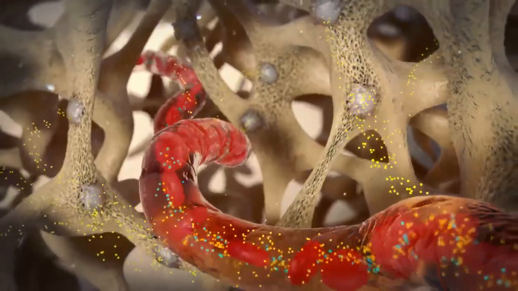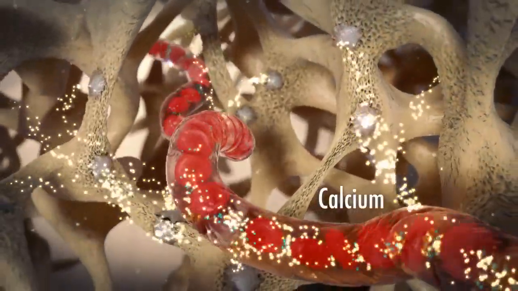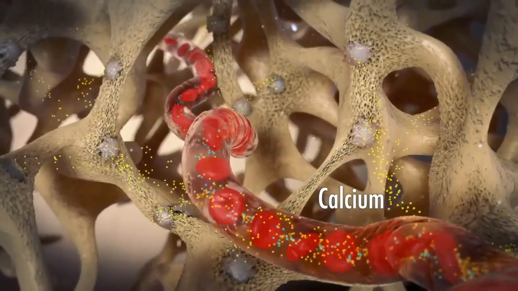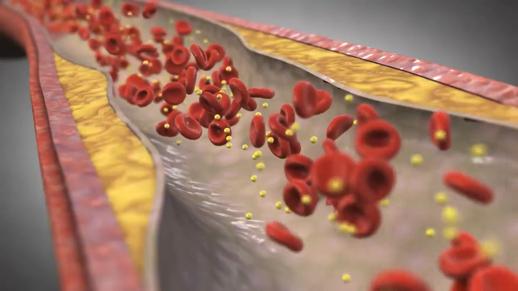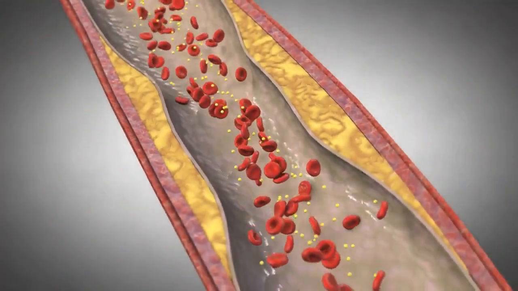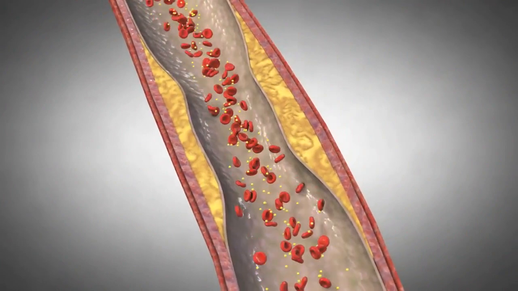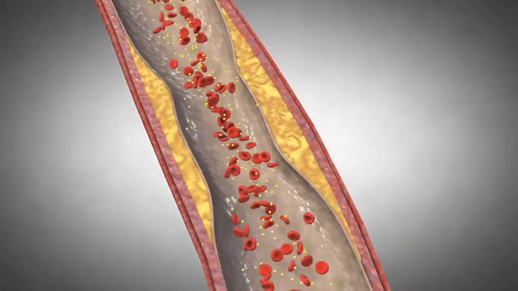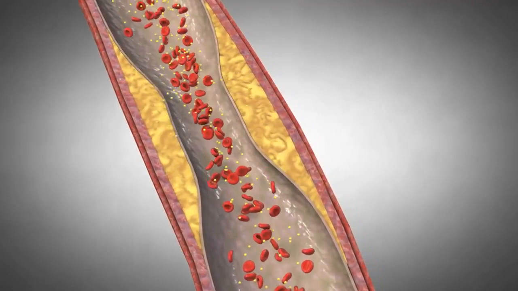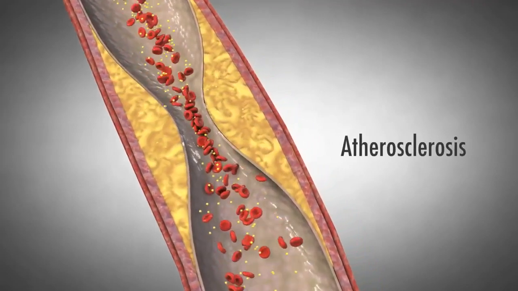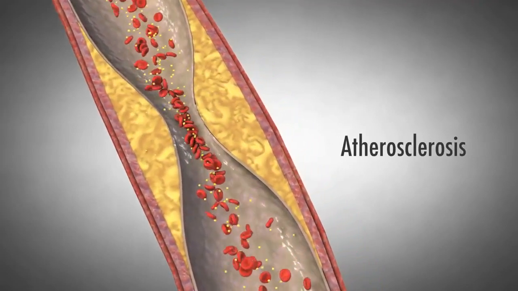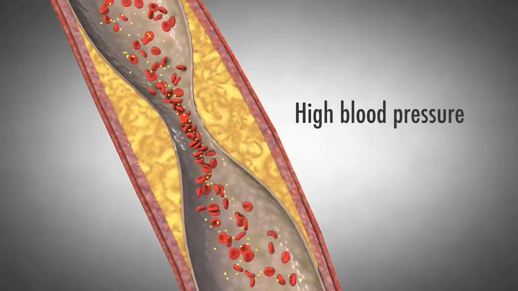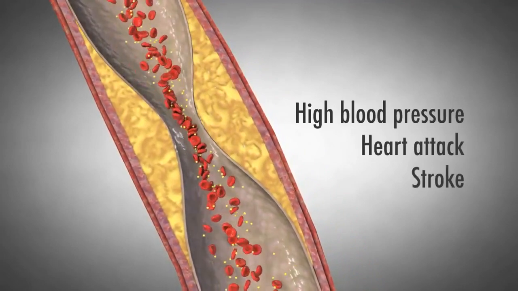The destruction of bone releases calcium into the blood. High blood calcium levels are seen in almost all patients with a parathyroid tumor. The excess calcium can build up in the arteries, increasing atherosclerosis throughout the body. This can lead to high blood pressure and increase risks for heart attack and stroke.